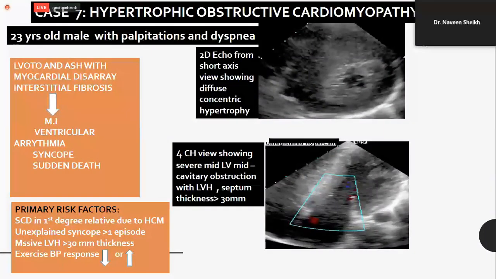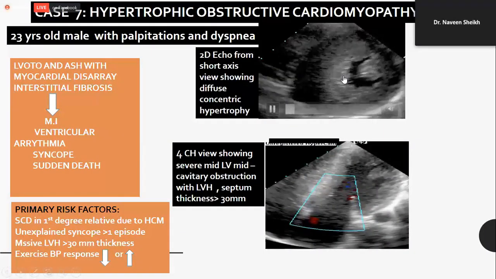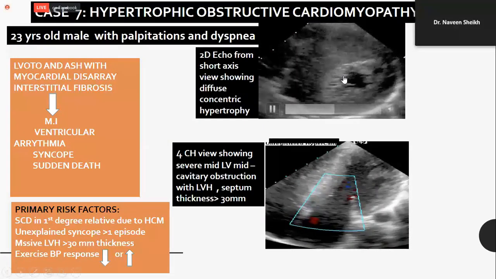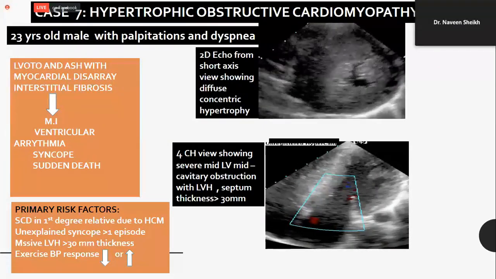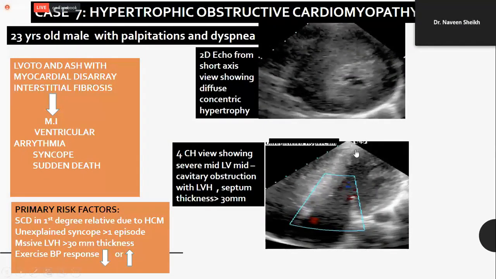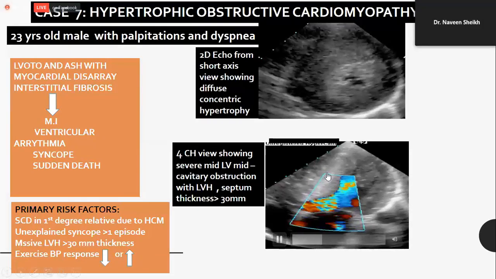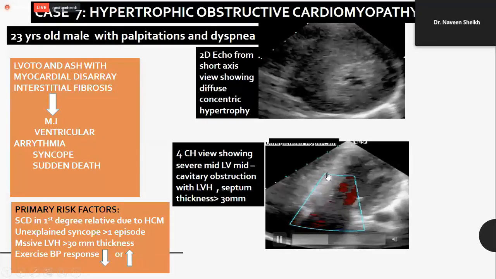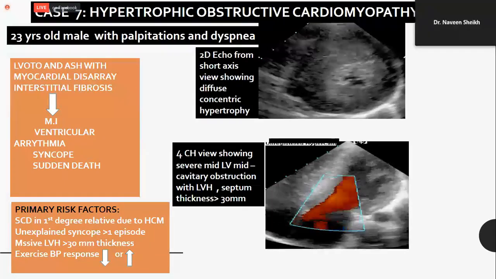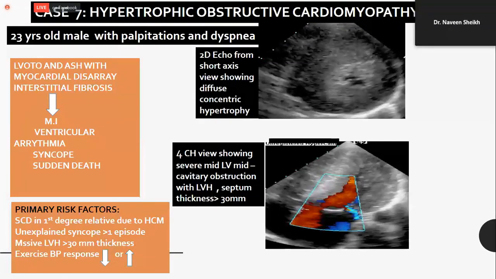My next case is the very common hypertrophic obstructive cardiomyopathy. We can see the 2D echo in the short axis view showing diffuse concentric hypertrophy, and this is the 4-chamber view showing severe mid-LV, mid-cavity obstruction. So syncope, sudden death. And the primary risk factors we have to identify by genetic counseling.